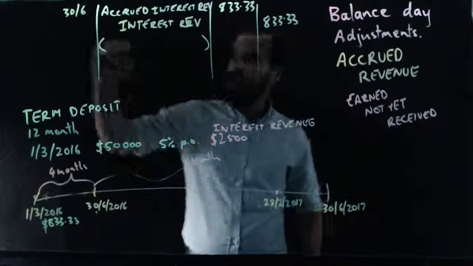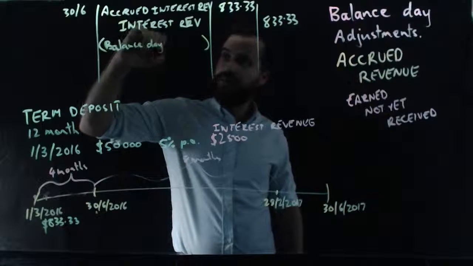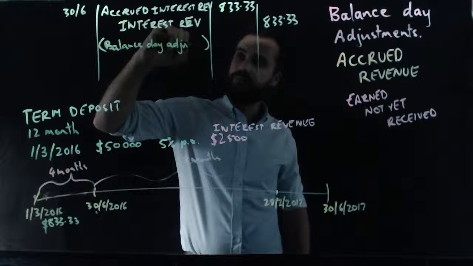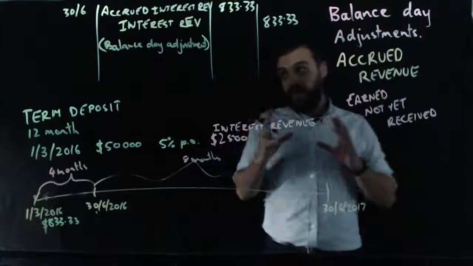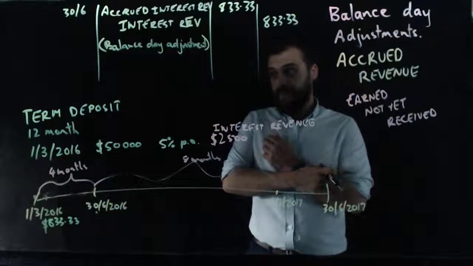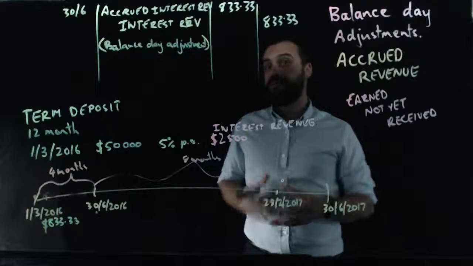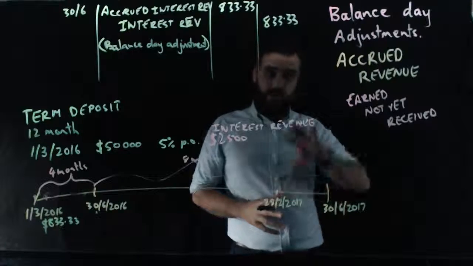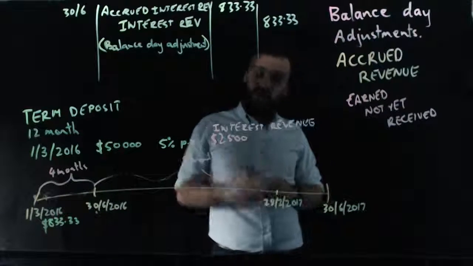Okay, that's our second type of balance day adjustment. You can see that it's fairly straightforward when you start thinking a little bit about these things. But that's 2 balance day adjustments so far: prepaid expenses and accrued revenues. We've still got 2 more to go.